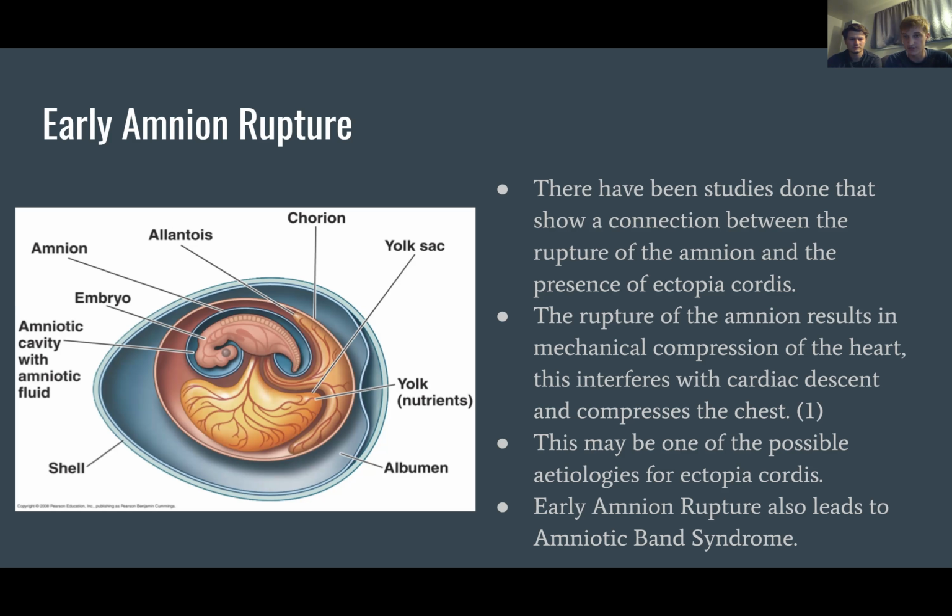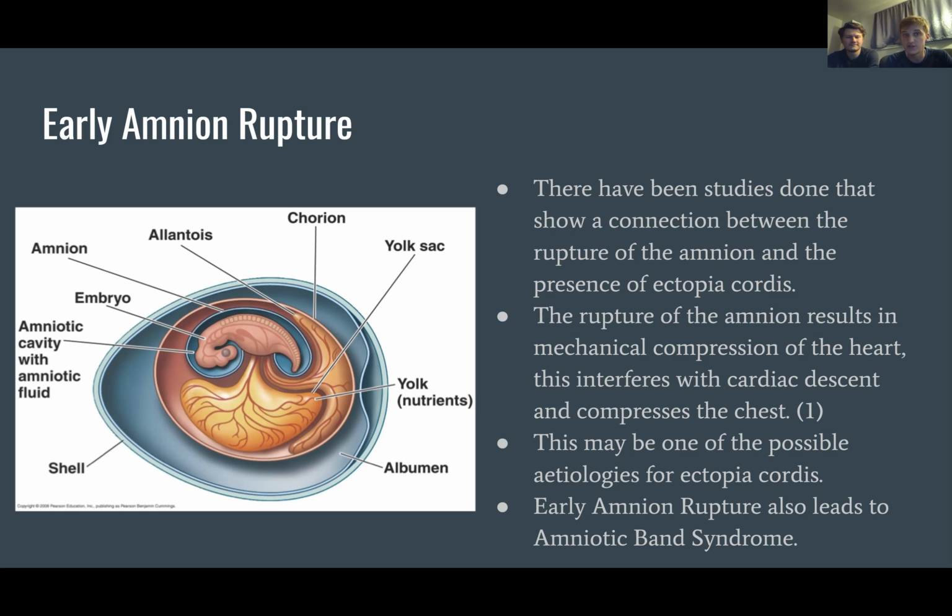So this leads to mechanical pressure on the heart, which interferes with the cardiac descent that Ben talked about earlier. And so if the heart can't descend, then it's in the way of the sternum, and that can't form properly. So this is one of the possible etiologies for Ectopia cordis. Not every time there's amniotic rupture do we see Ectopia cordis. That's just occasionally, sometimes you see it, sometimes you don't. It's just possibly an influencing factor.